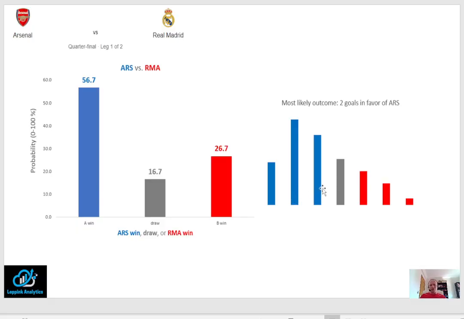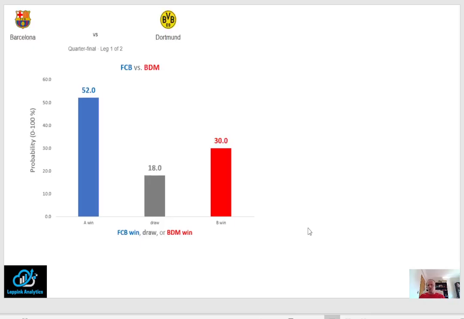Well, given that this is the first leg of 2, maybe both teams play a bit conservatively. This bar here, 1 goal difference, is also the second most likely outcome. So one could say most probably a 1 or 2 goal difference in favor of Arsenal. But in any case, Arsenal being the clear favorites in tonight's match.